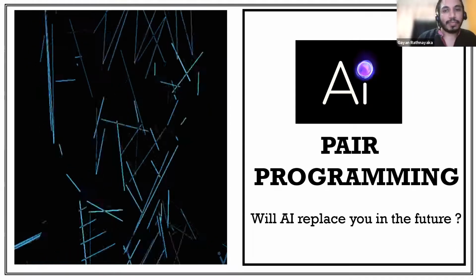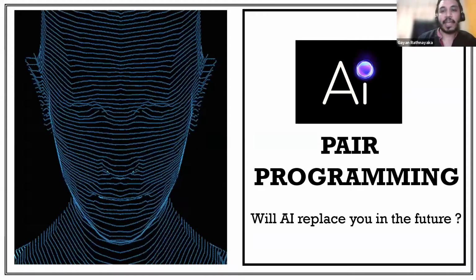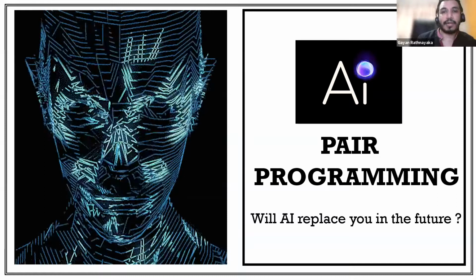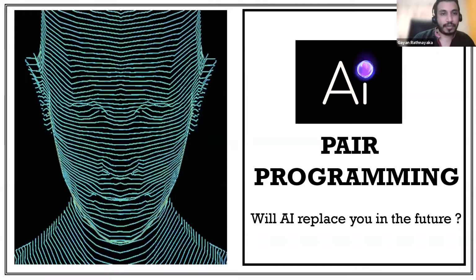In the normal scenario, we have 2 people, right? But in AI pair programming, you have one developer and AI to support you. So the AI will basically give you the suggestions.